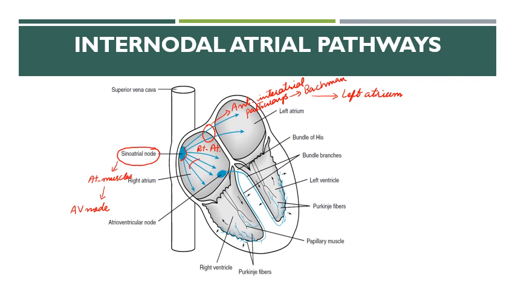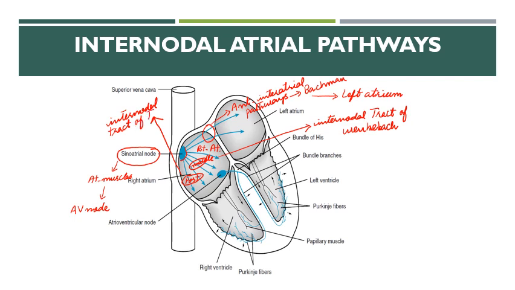The middle interatrial pathways are called internodal tract of Wenckebach, while the posterior pathways are called internodal tract of Thorel.